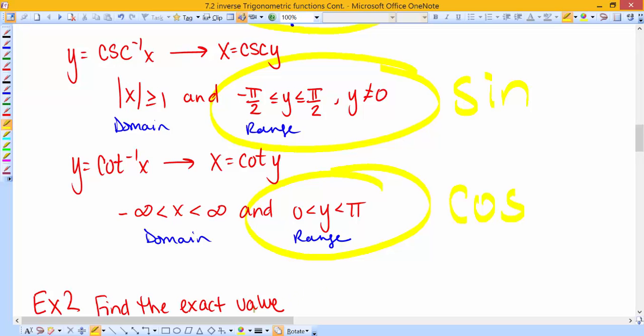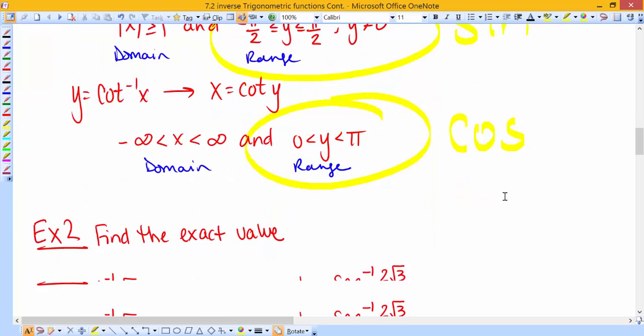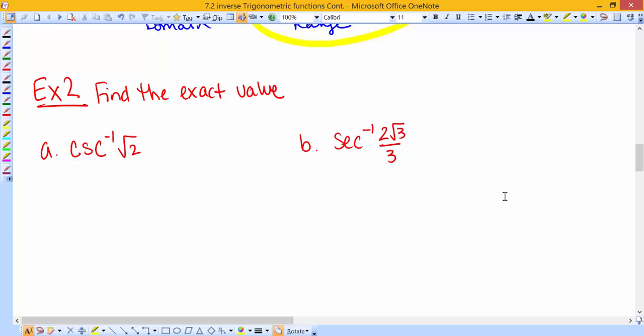If you look back at your foldable for cotangent, the first cycle of the graph is from 0 to pi. You have an asymptote at 0 and you have an asymptote at pi. That is your first cycle. So that is our range for cotangent inverse. And it goes with cosine, something we're going to need to make sure we remember. So example 2, finding the exact value. You need your unit circle for this, and if you don't have these 6 trig functions on your unit circle, you need to print one, you need to Google, or you're going to have some work to do.